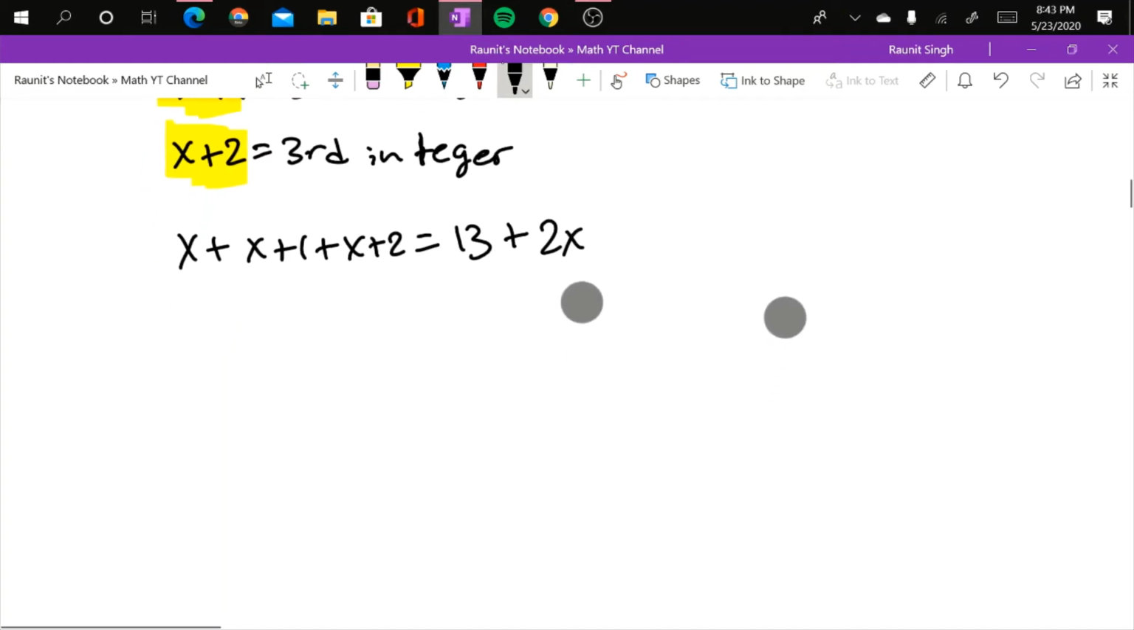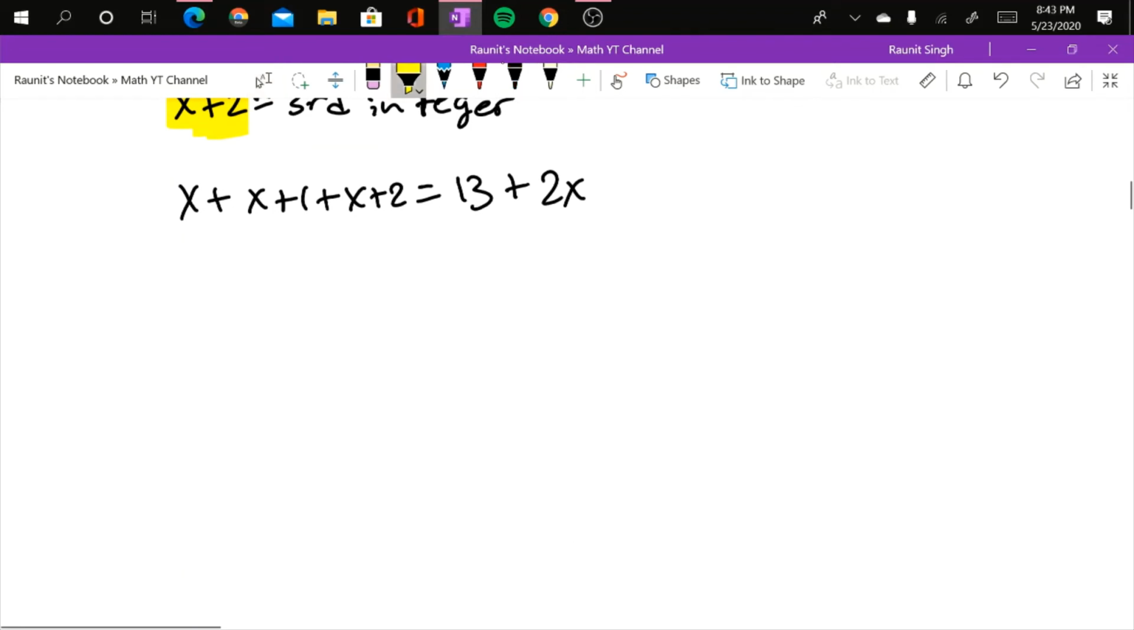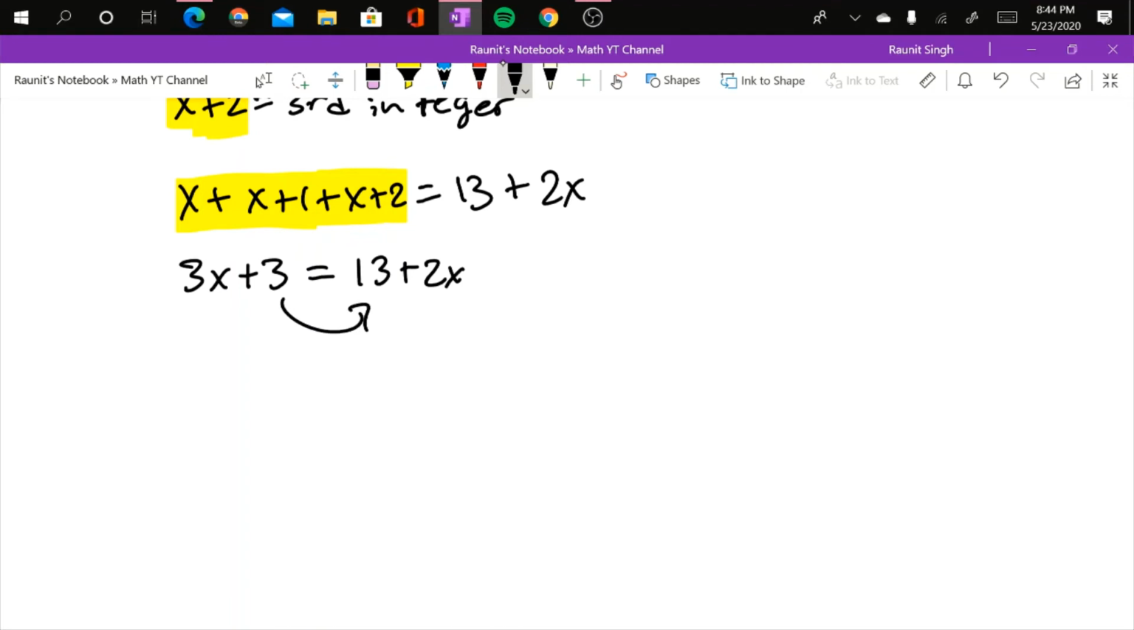x in our case. So now let's simplify the left side of the equation, and when we add up the x's, we get 3x, and then when we add up the numbers, we get plus 3 is equal to 13 plus 2x. So now we're going to subtract 2x from both sides, and we're also going to subtract 3 from both sides, so that we can bring the 3 over here, and then bring the 2x over there.